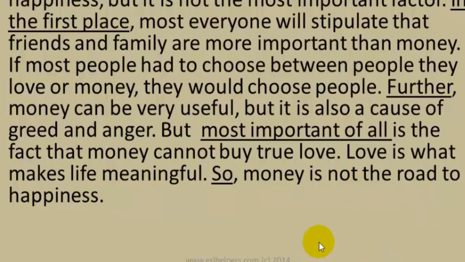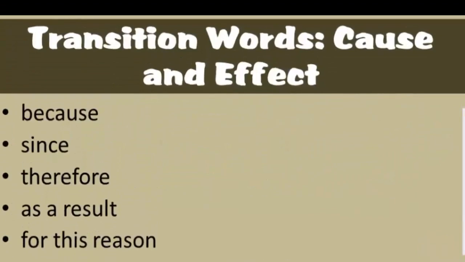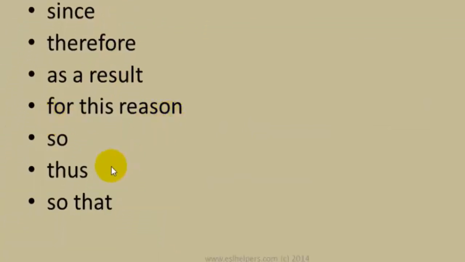All right, so I use some transition words here, but also I'm trying to model for you paragraphs that have variety of sentences, variety of word choice, right? So that you kind of get the idea of how you're going to get the highest score. You need to write something like this. All right, the last group, cause and effect: because, since, therefore, as a result, for this reason, so, thus, and so that.